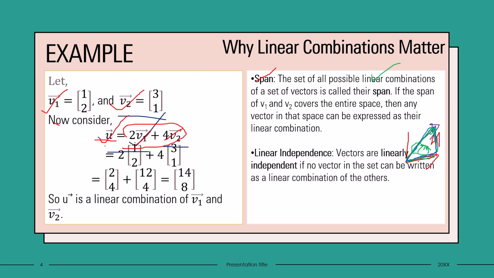Now, linear independence. Vectors are linearly independent if no vector in the set can be written as a linear combination of the others. Let's suppose there is one vector over here, and that cannot be written as a combination of any other vector. So it's linearly independent. It is on its own. It does not depend on any other vector. Over here we see that U is obviously dependent on V1 and V2 for its existence. A linearly independent vector is something that does not depend on anything, so it exists on its own.